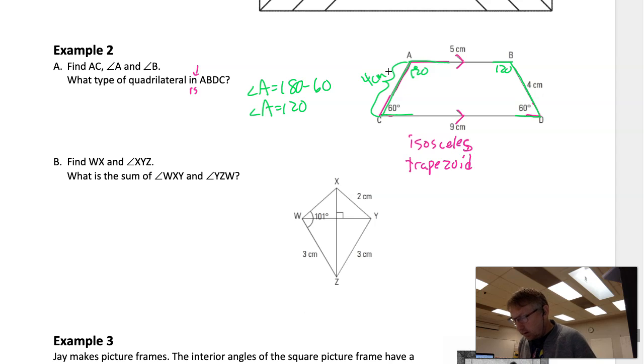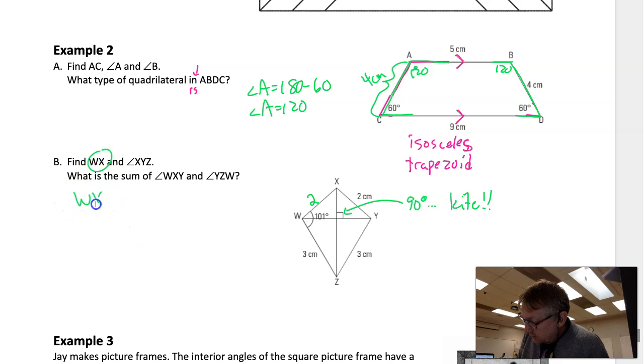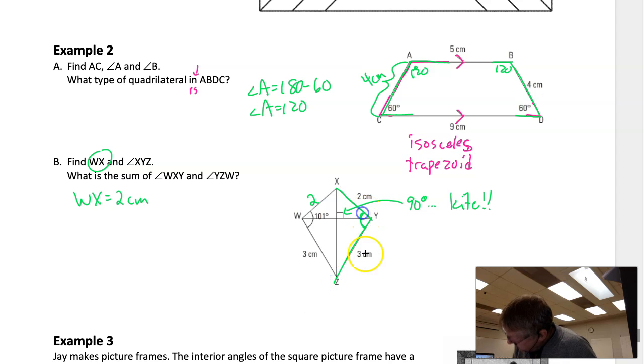Perfect. Good. Find WX. Well, again, here's the telltale sign. If there's a 90 in there, then we know we're dealing with a kite. And we know if we're dealing with a kite, then the sides that are next to each other are the same. If this one's 3, this one's 3. If this one's 2, then this one should also be 2. That's how kites work. And therefore we found WX. WX is 2 centimeters. Angle XYZ. Angle XYZ would be this angle in there if I connect it all in order.